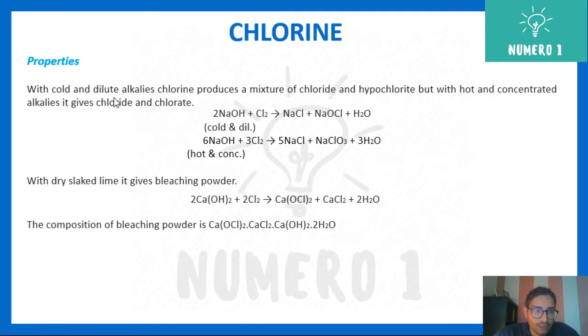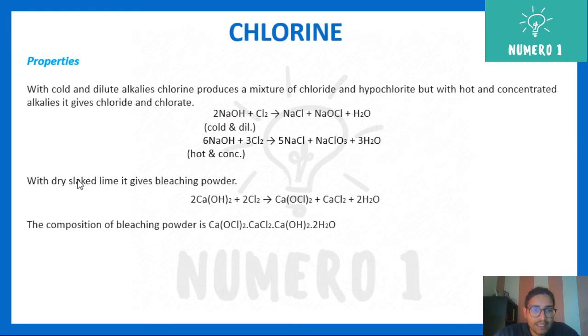With cold and dilute alkalis, chlorine produces a mixture of chlorides and hypochlorite, but with hot and concentrated, it gives you chloride and chlorate. So basically, it's the temperature that makes the difference. Cold and dilute NaOH plus Cl2 gives NaCl and NaOCl. Whereas if it is hot and concentrated NaOH, you get NaCl, but instead of NaOCl, you get NaClO3. Hot and concentrated gives you chloride, that is NaCl, and chlorate, that is NaClO3.